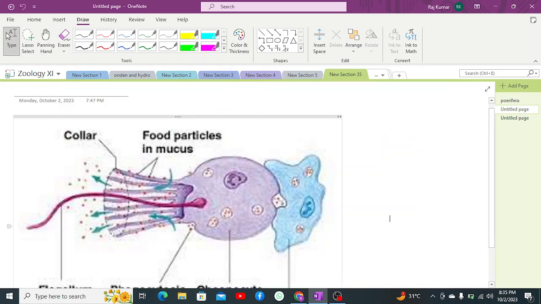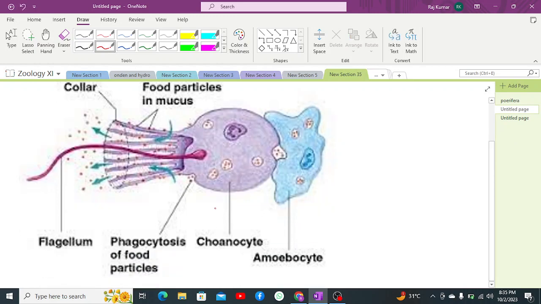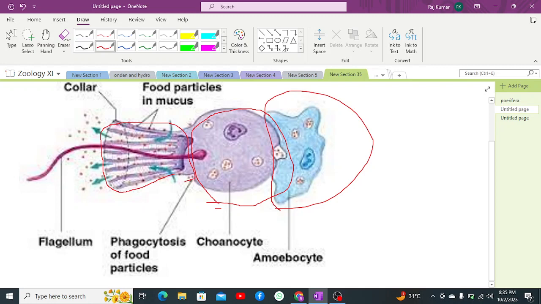Now let us discuss the structure of the choanocyte. The choanocyte has a main body, a soma. This is the amoebocyte, present in the mesoglea, mesohyl, and here there is the choanocyte, which has a main body with several microvilli attached to it. Those microvilli have mucus inside them, and inside the soma there is a flagellum. The flagellum moves independently, causing water to move towards the osculum, through which the water is taken outside the body.